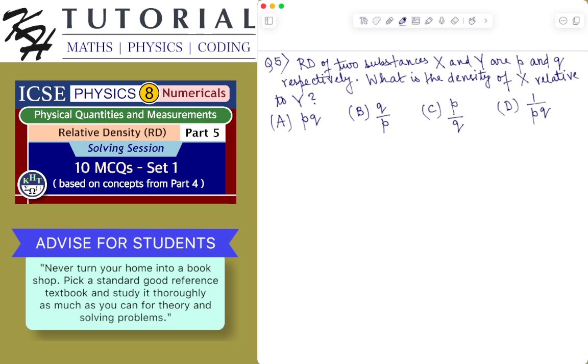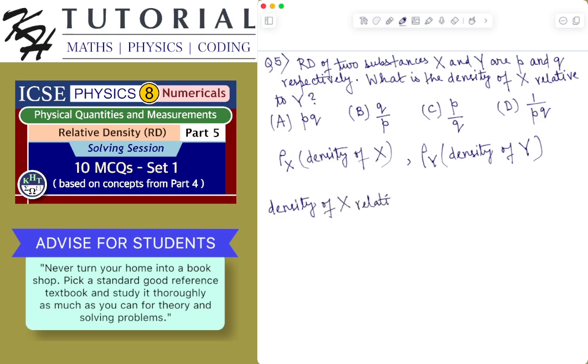Okay. Now, let's say I'm using some notation. Let rho X be the density of the substance X, and let rho Y be the density of the substance Y. Now, the question has asked the density of X relative to Y, which means the ratio of the density of X and the density of Y, that is rho X by rho Y. This is what we have to find.